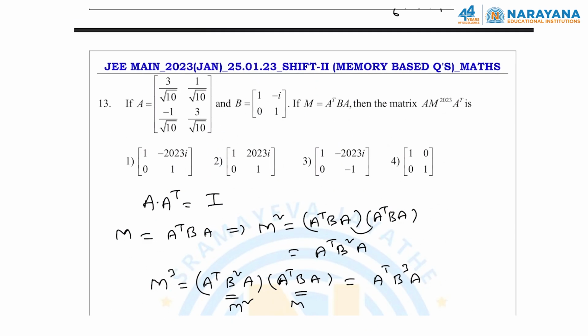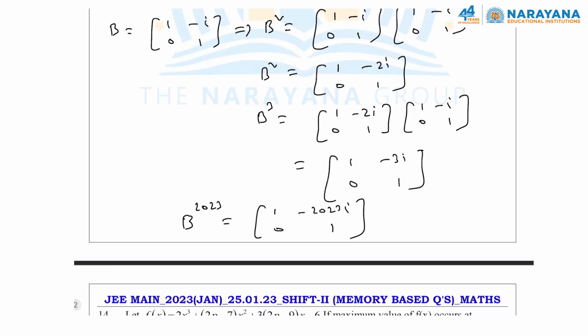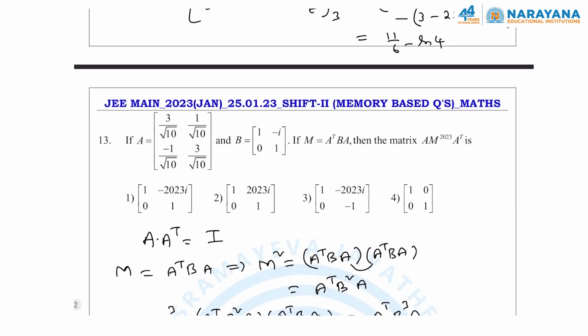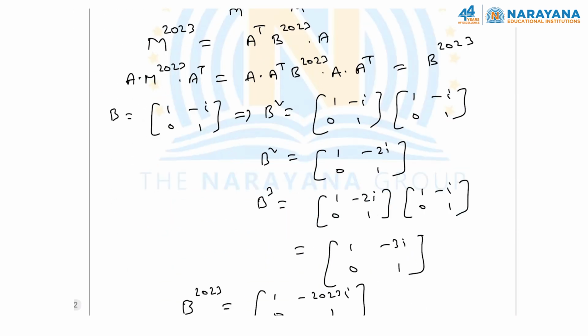So what is the answer? It will be option 2. That is what we got: [1, minus 2023i; 0, 1]. So it will be option 2. Next, moving to the next question.